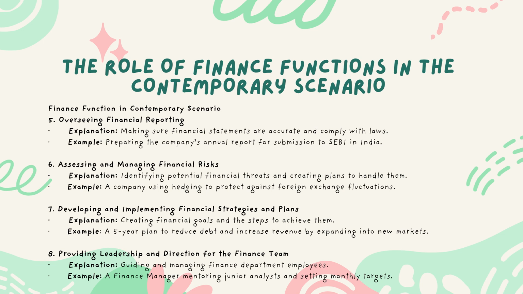6. Assessing and managing financial risks. Explanation: identifying potential financial threats and creating plans to handle them. Example: a company using hedging to protect against foreign exchange fluctuations. 7. Developing and implementing financial strategies and plans. Explanation: creating financial goals and the steps to achieve them. Example: a 5-year plan to reduce debt and increase revenue by expanding into new markets.